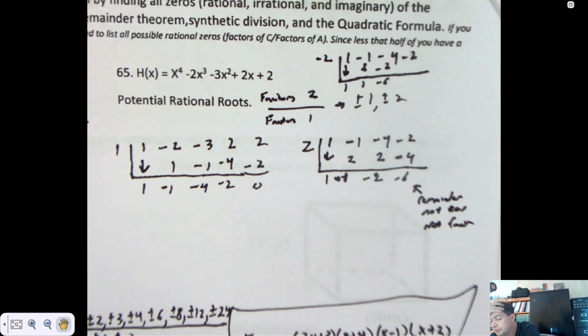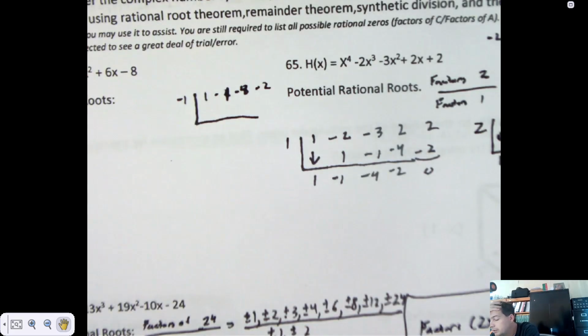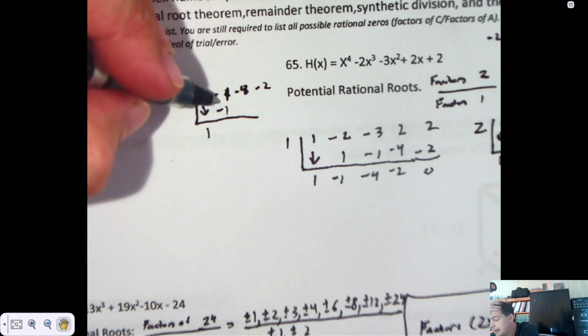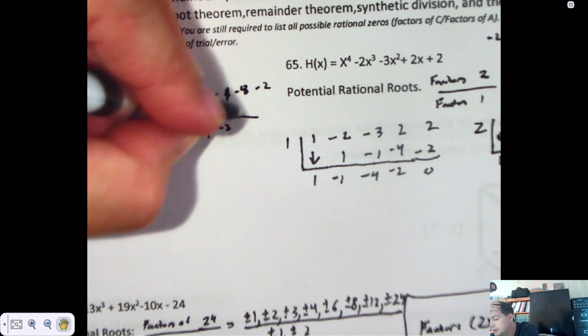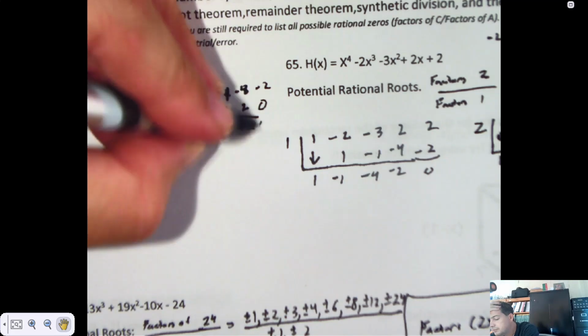Okay, so let's try -1. I should have just cheated with the TI-84, shouldn't I? Been a long day. Drop the 1, that's -1. This is -1 minus 1, which is -2. That's 2. There it is. That's -2. There's my 0.